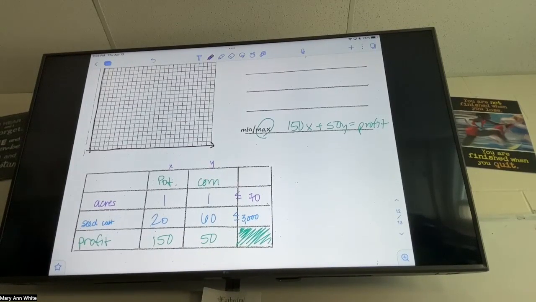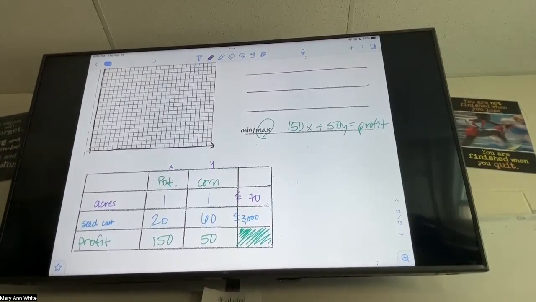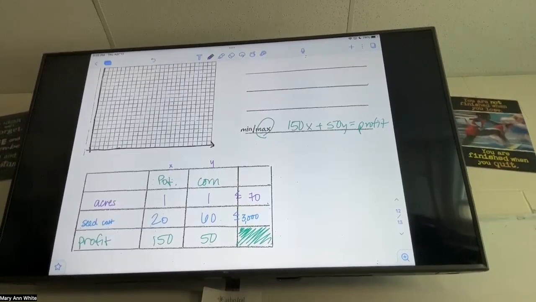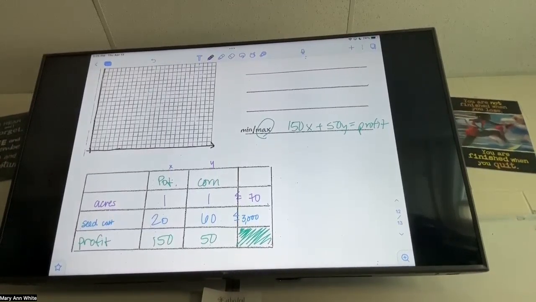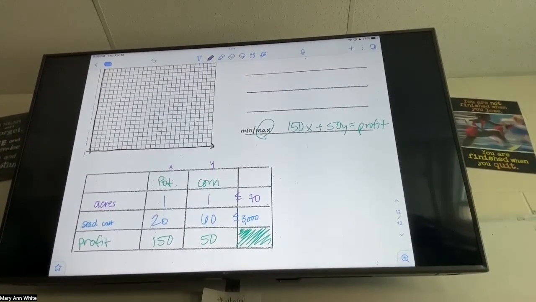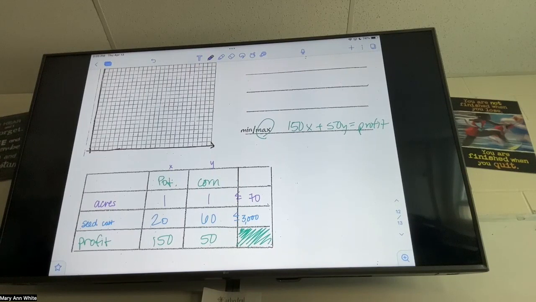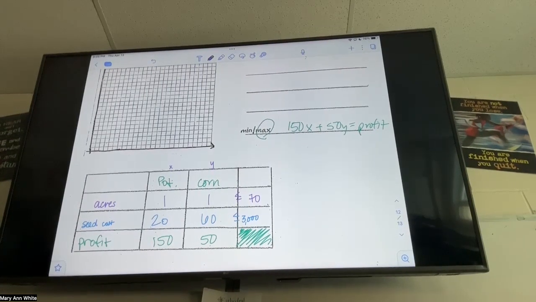Now, why don't you take a minute? Do your equations, do your graph, do your matrix if you want to check it that way, and see what our maximum profit is. Just like we did before, I would personally go straight to my equations, take my table, make my equations, and then graph them.